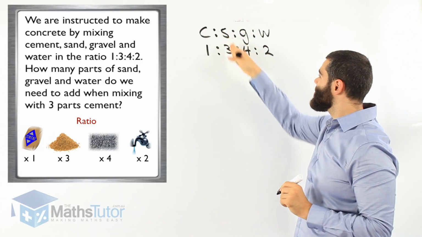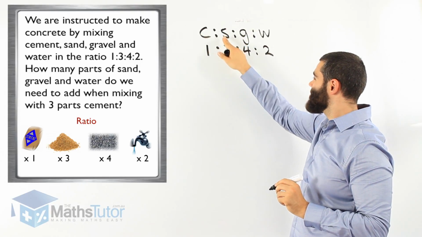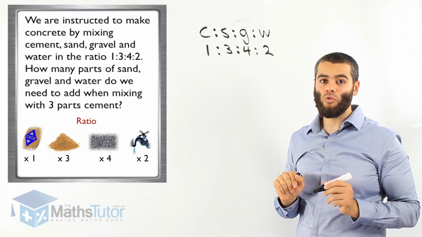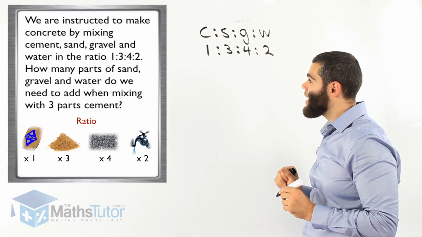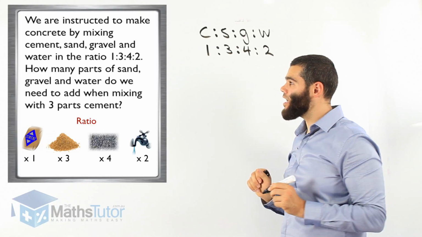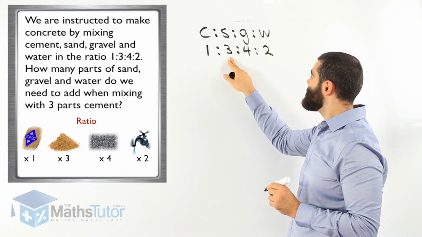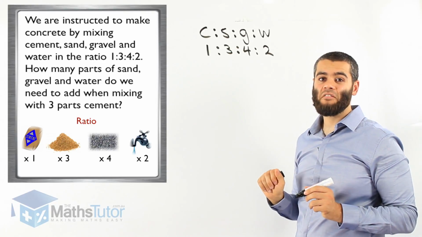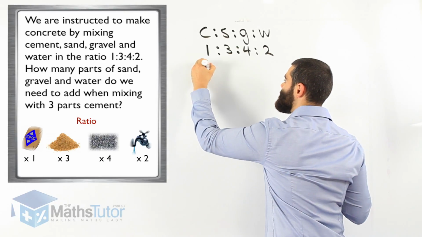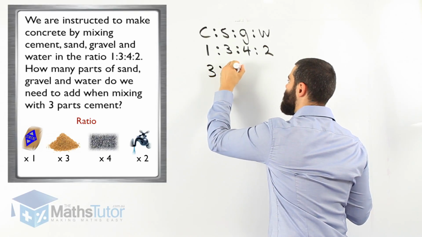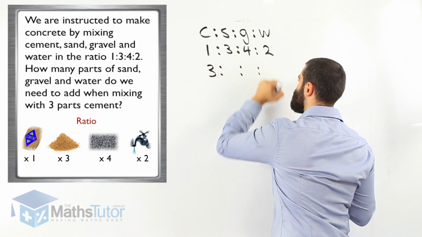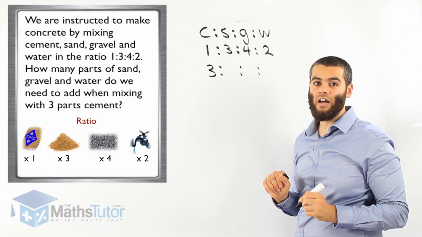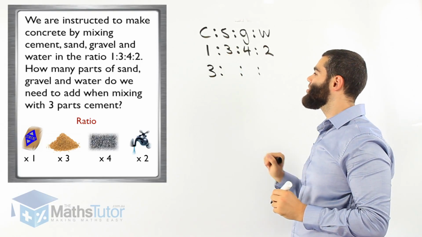See how everything is aligned up. Cement is 1 part, sand is 3 parts, gravel is 4 parts, and water is 2 parts. We are told how many parts, so we need to find how many parts of sand, gravel and water when mixing 3 parts cement. So cement is 3. We need to find the other 3 ingredients. We'll do one at a time. Let's start with the sand.